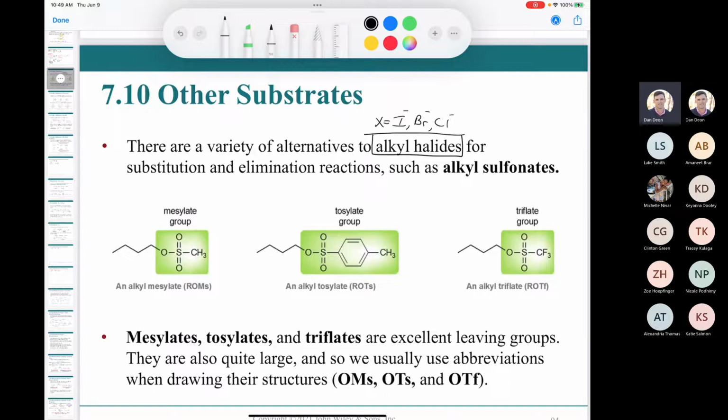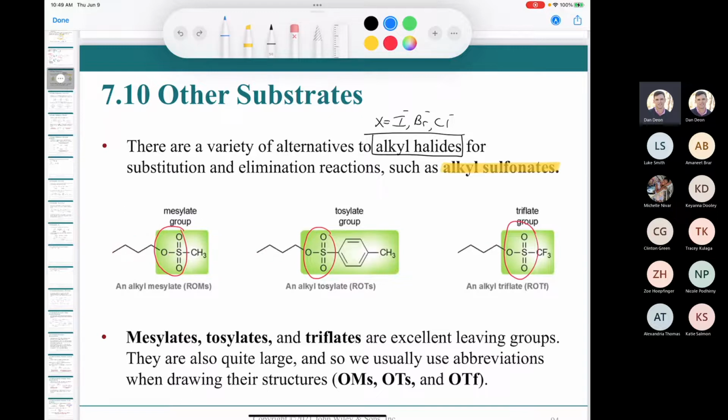But now we're going to see that we can have different substrates that can undergo substitution and elimination reactions. Those other substrates are called alkyl sulfonates, and we have three different types shown right here. What they all have in common is an alkyl group followed by an oxygen bound to a sulfur with two double bonds to oxygen. So they're all alkyl sulfonates, but you see that the sulfonates change.